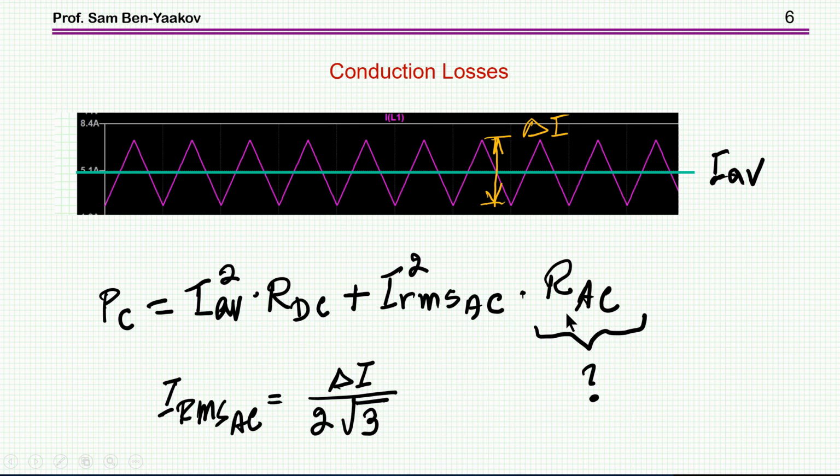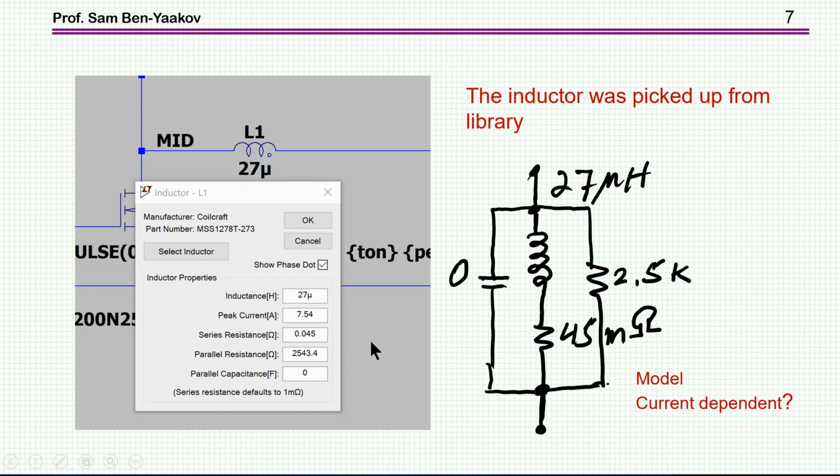So the issue here is, how do we estimate the total loss and the temperature rise of the inductor? In circuit simulators like LTspice that I've shown earlier, you can actually pick a commercial inductor. So here is a commercial inductor, a Coilcraft 27 microhenry, and here are the parameters that they are showing. 27 microhenry. Peak current, really not that important, but then series resistance, very important, 45 milliohms, and then there is a parallel resistance, 2.5 kilohm, and in this particular case, the parallel capacitance is 0. So the model actually looks like this.